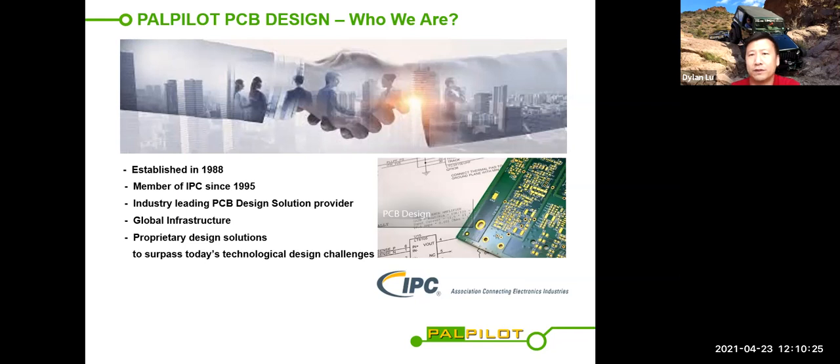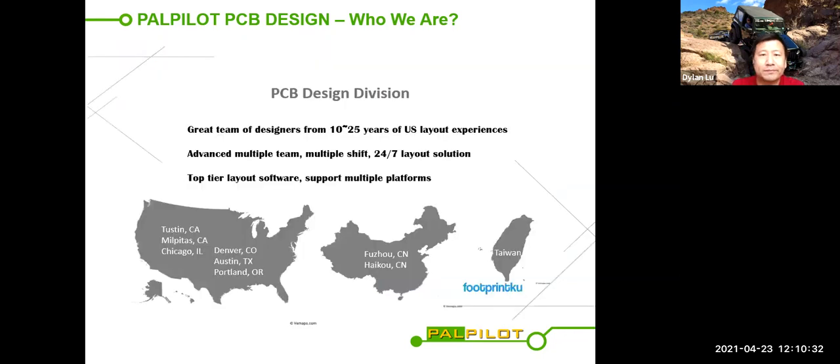And between the two offices, we have over 1,000 different companies that use our service. We've been around for a while, and we have multiple locations. We have teams in China that do the routing portion of the layout, and teams in Taiwan that create the footprints. So with this big footprint and the resources we have, we can do multiple shifts, 24/7 team-based design to speed things up.